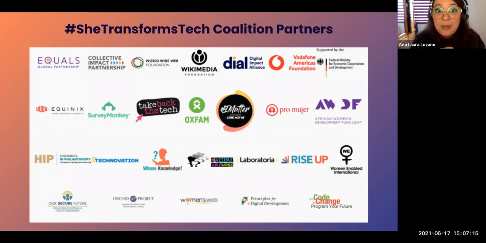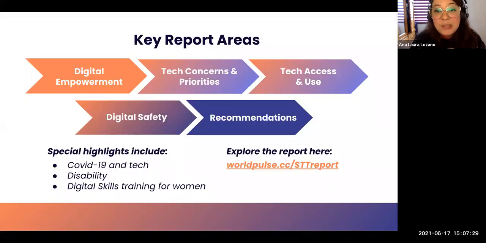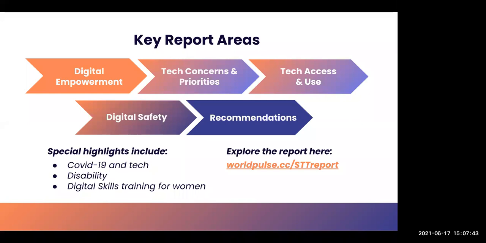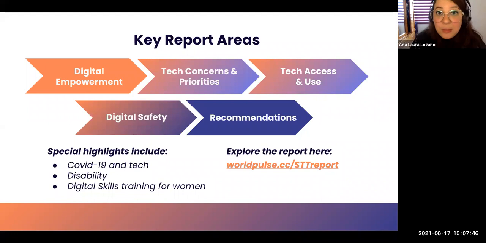She Transforms Tech was backed by 27 coalition partners who worked with us to help spread the word about the campaign and to back the creation of a new tech agenda that works for women. We heard from respondents in more than 60 countries through a survey and personal narratives on the topic of gender justice in tech. We released the report in the spring of 2021, and it includes key findings related to digital empowerment, women's tech concerns and priorities, women's tech access and use, digital safety, and most importantly, recommendations for policymakers, tech companies, and individuals related to digital empowerment, technology access, online safety, and more.